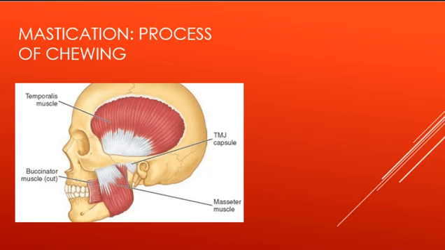Okay, the process of mastication is the process of chewing. That's your top blank right there. What is mastication? Chewing. And we're going to use muscles for that. You're going to see right here, there's our masseter muscle we've already talked about. That's this big one. The one that for me gets sore when I chew gum.